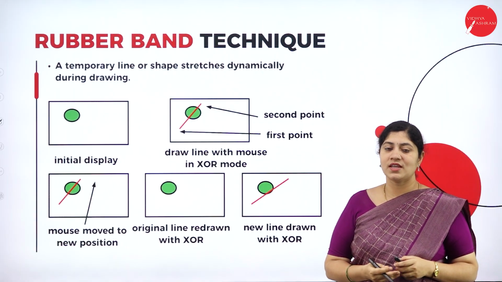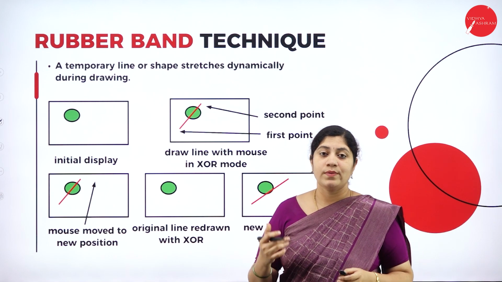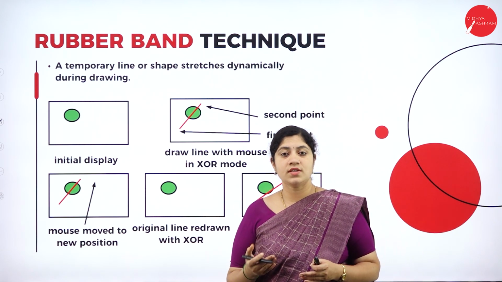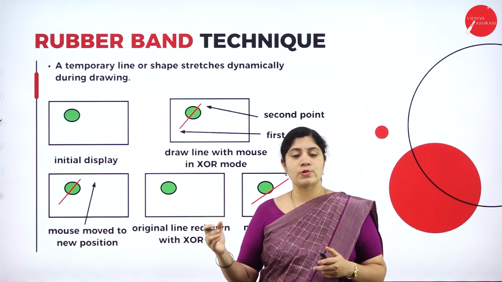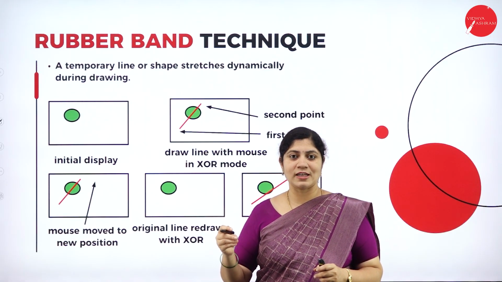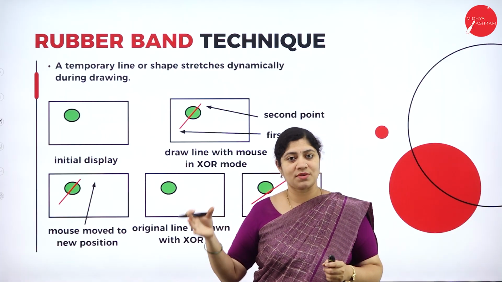Alright, let's move on to the next topic, that is none other than the simple rubber band technique. Very, very easy, and we have seen this. So the next technique is the rubber band technique. This rubber band technique is also utilized with a mouse, and today we will understand what exactly is that action for which we call it a rubber band technique.